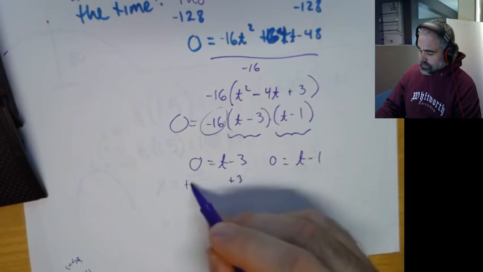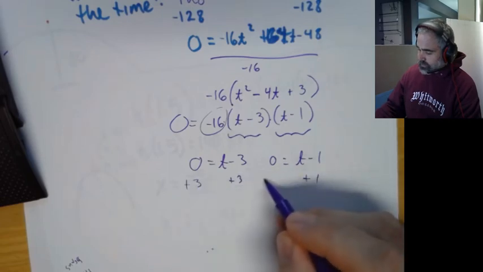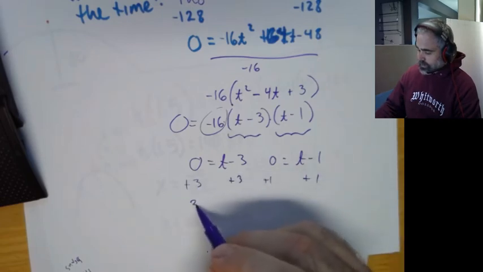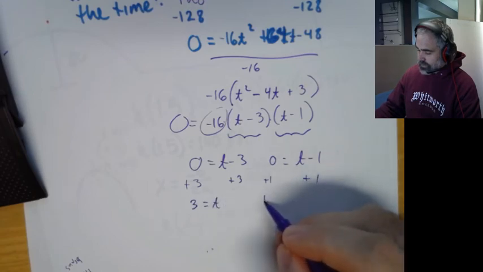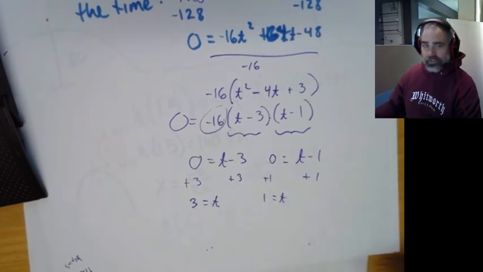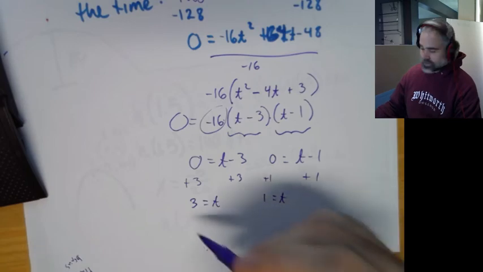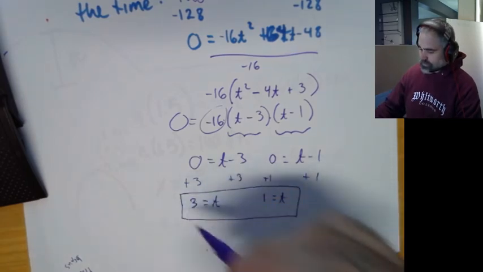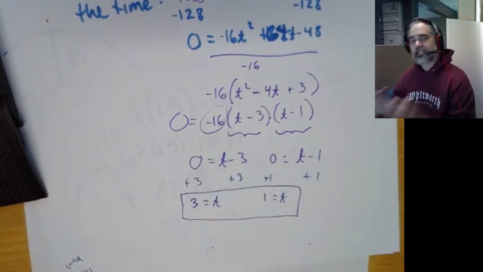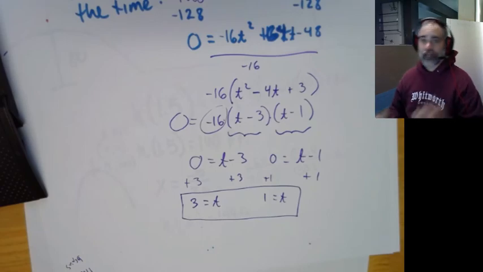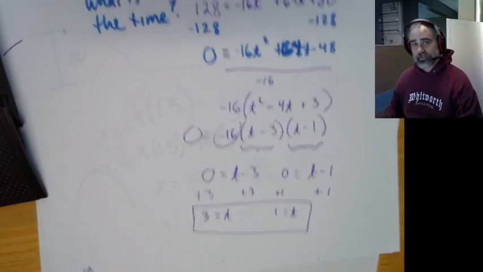Add 3, add 1. So I get t equals 3 seconds and t equals 1 seconds, which, I mean, does it make sense for us to have 2 answers here? When does it reach 128 feet? And it does make sense if we look at the diagram, which again, a lot of you aren't doing, which makes it more confusing. So draw a diagram.